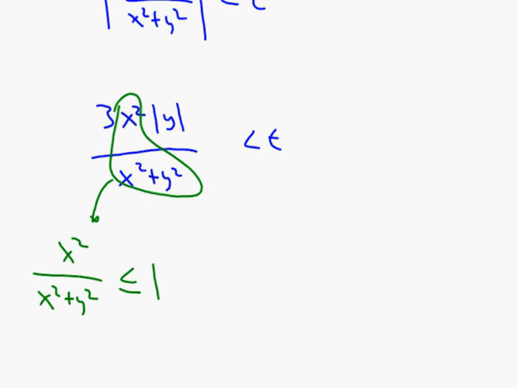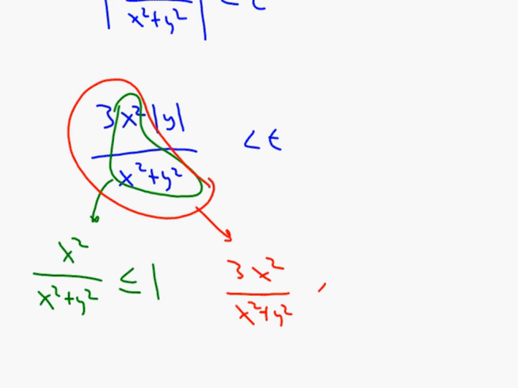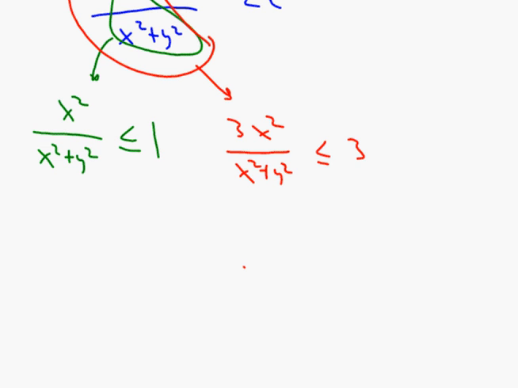This positive number on the top, the same positive number on the bottom, plus something extra. The smallest y squared could ever be is 0, so the smallest this denominator could be is x squared, which would make the fraction equal to 1. Otherwise, it's going to be something less than 1. And then that tells me something about this expression. What do we know about that now? 3 times this thing is less than or equal to 3. Okay.